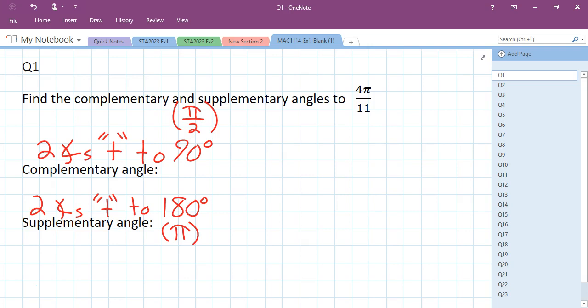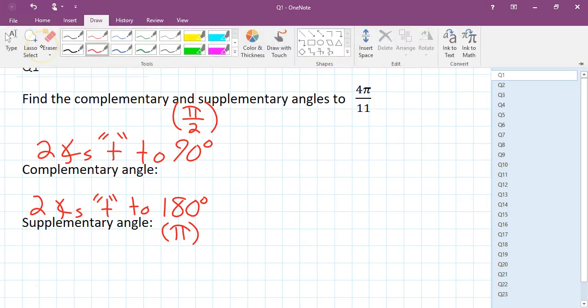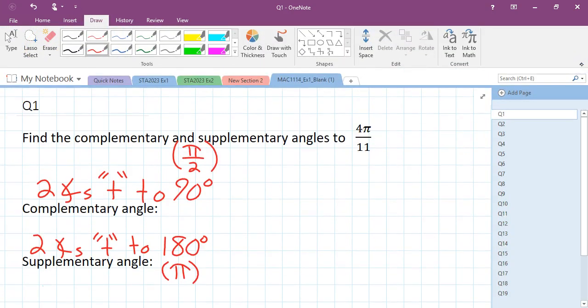So our angle that they give us here is 4 pi over 11. Is that radians or is that degrees? Radians. So all we have to do is follow what you guys told me to do. For complementary, we're going to take 4 pi over 11. And how do I get the other angle? I'm going to subtract what? I'm going to add.